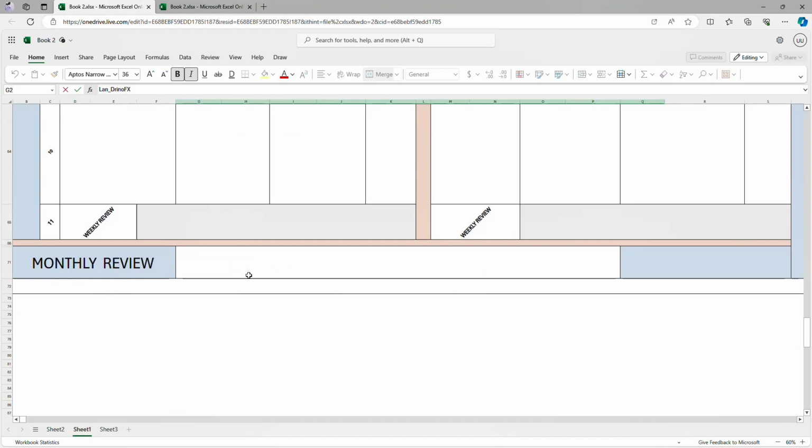How many trades did you take that month? How many buy trades did you take? And how many sell trades did you take? How many wins did you make? And how many losses did you make in the market?